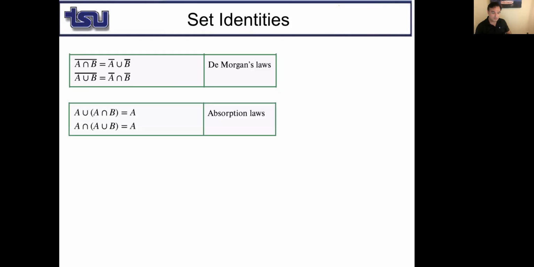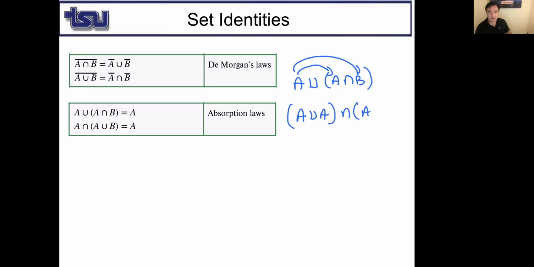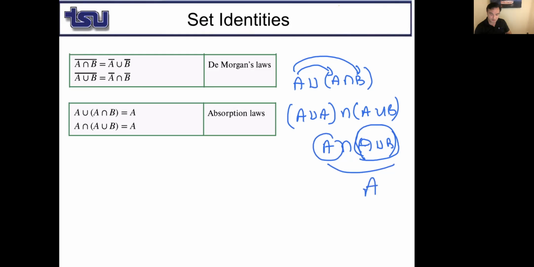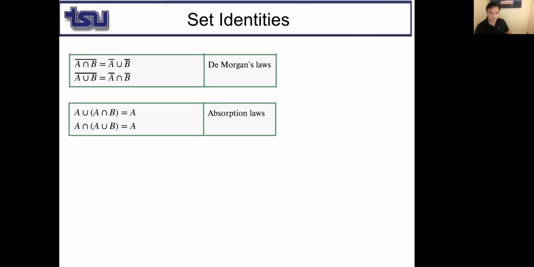Okay, absorption law. Well, this tells us, look here, we can prove it in different ways. This one tells us first do that and then do that. A union (A intersection B). That means A intersection (A union B). Well, A union B is obviously bigger than A, and if you intersect with A, it should be A. We will prove those, but just intuitively, that should be true, right?